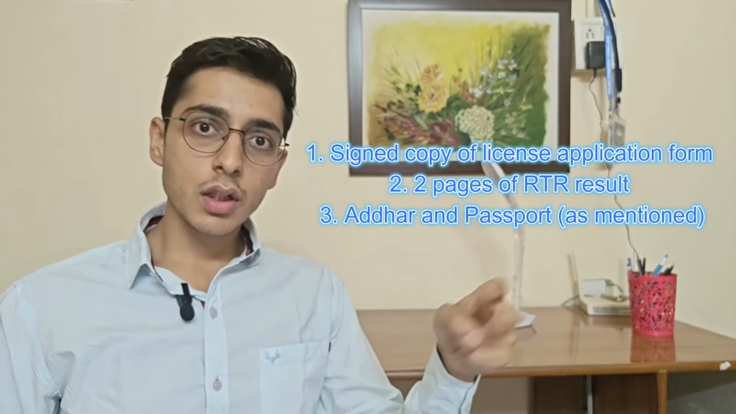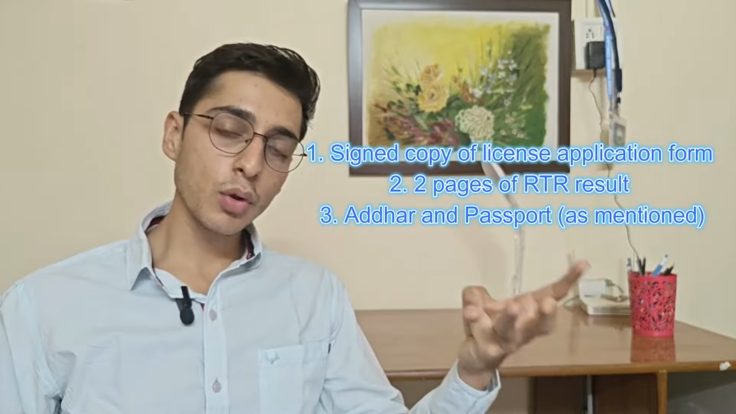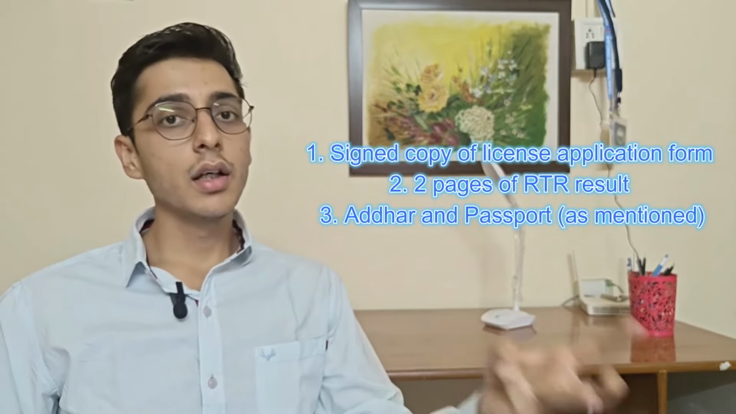Just these documents. The first is the signed copy of the license application. Second are the two pages of the RTR results: the first page and the page on which your name is mentioned. Third is a photocopy of your passport or your Aadhaar card. This is enough. No need to sign the undertaking.